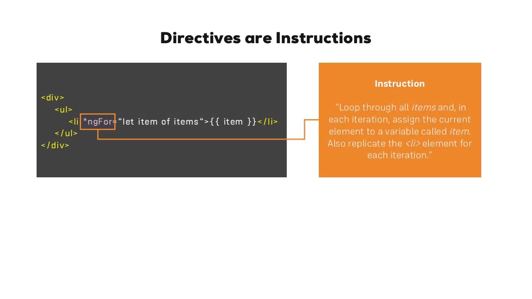Directives are instructions, as I already said. This means that in the code you will find something like this. ngFor, for example, is a built-in directive, which basically tells Angular 2, loop through all items and in each iteration assign the current element to a variable called item. Also replicate the li element for each iteration. So this little thing here, ngFor followed by the expression between the quotation marks, tells Angular 2 all that.